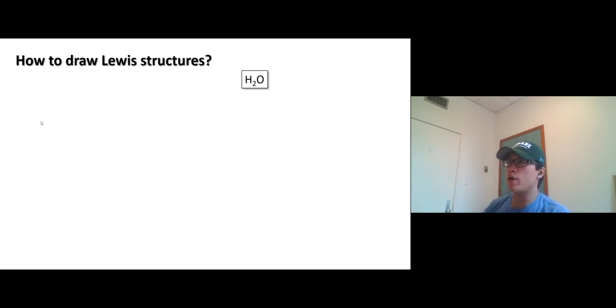Okay, so pay attention right here. How to draw Lewis structures? Basically, drawing a molecule, for example, water. I'm sure you have seen the structure of water many times, right? But how do we construct the structure of water? So to obey the octet rule.